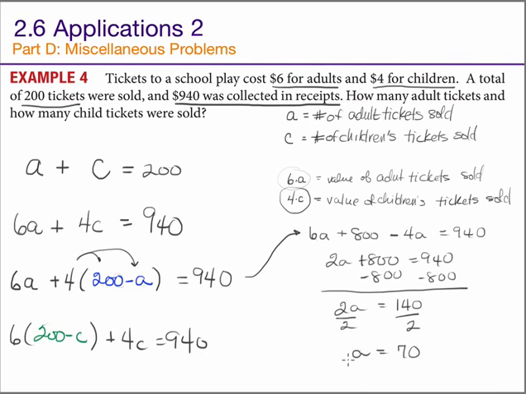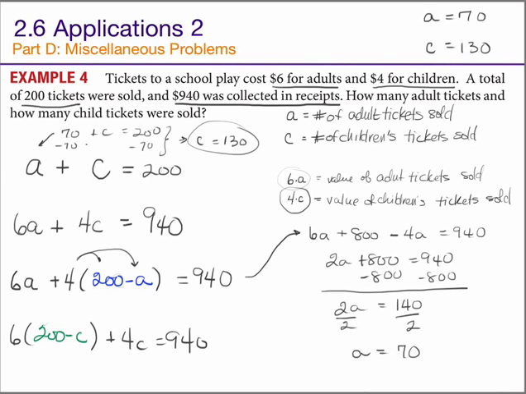If A equals 70, then I've sold 70 adult tickets. How many children's tickets have I sold? Well, if A is 70, I can replace this A with 70. 70 plus C equals 200, and subtracting 70 from both sides gives me C equals 130. So I should have A equals 70, 70 adult tickets sold, and C equals 130, 130 children's tickets sold.